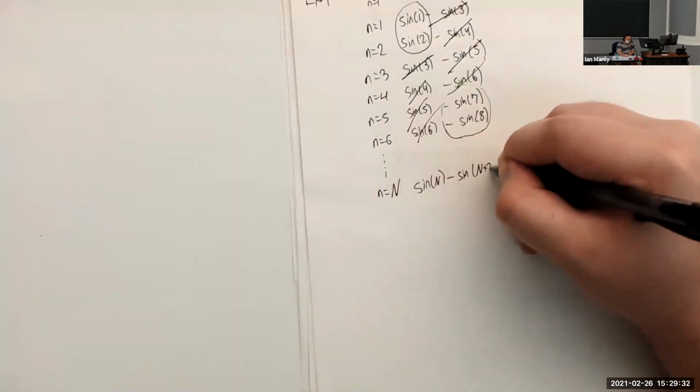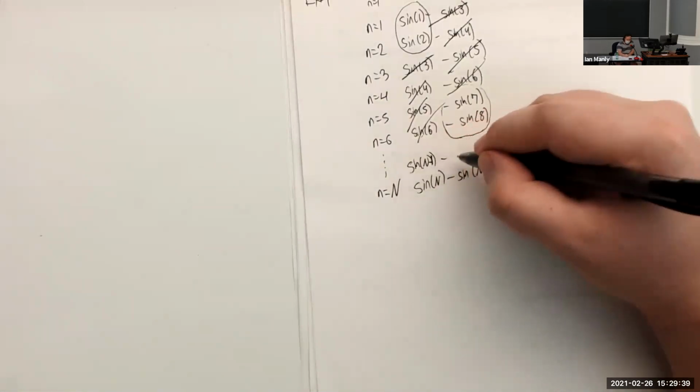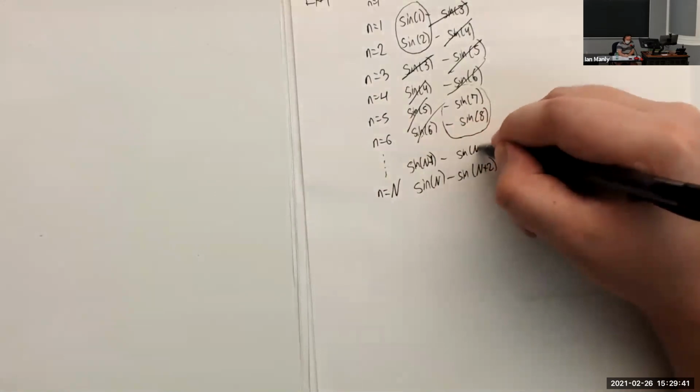All right, so let's see if we can find the general pattern for this. So let's say we go out to a big n, and we have sine of n minus sine of n plus 2. And on the previous row, we would have sine of n minus 1 minus sine of n plus 1. So what's going to happen is these are going to cancel with stuff that's happening up here, and we're going to be left with these 2 right here.